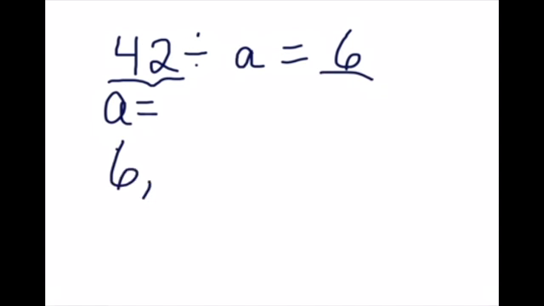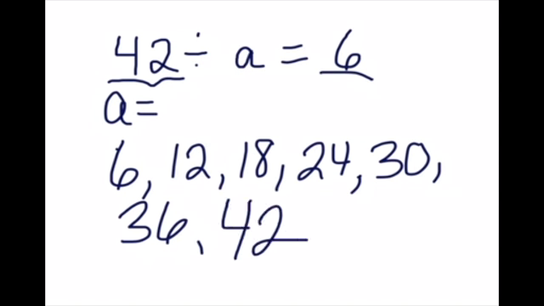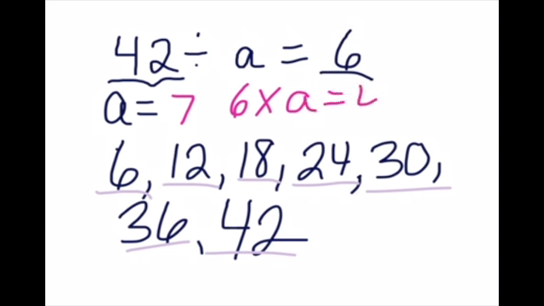I know we just counted by sixes a little bit ago. We started with 6, 12, 18, 24, 30, 36. What comes after 36? Well, 36 plus 6. 6 plus 6 is 12. So 36 plus 6 is 42. That's where I stop. And how many times did we count by sixes? 1, 2, 3, 4, 5, 6, 7. So a equals 7.